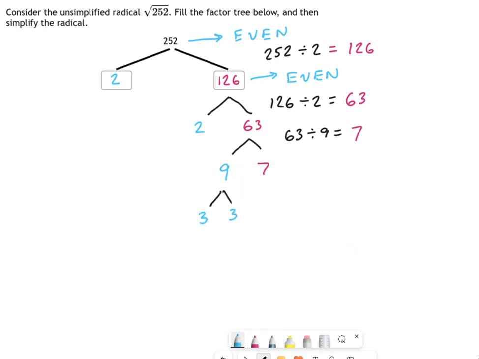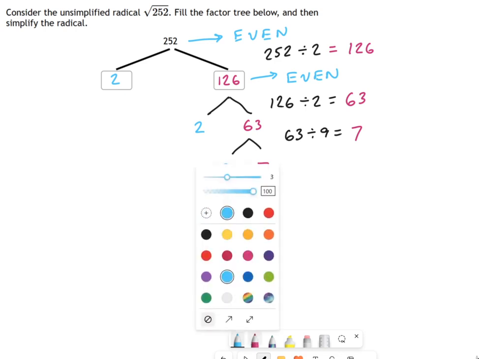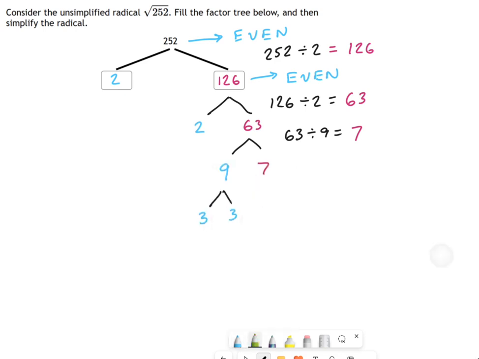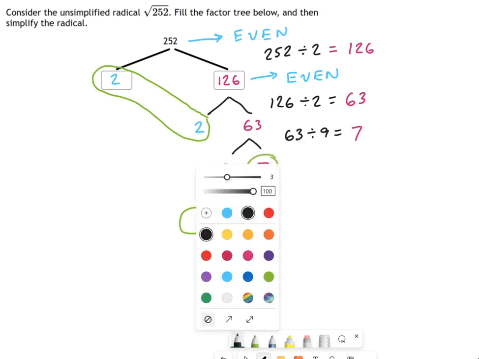So now I'm at the end of the road. And this factor tree is done because I only have primes left. But the question is, what do we do with all these numbers? Well, you take a look at everything that's at the end of a branch. Okay, so for example, these pair of 2's and these pair of 3's and this little 7 sitting over here. Those are the ends of my branch. And that's going to tell me how to simplify the radical.